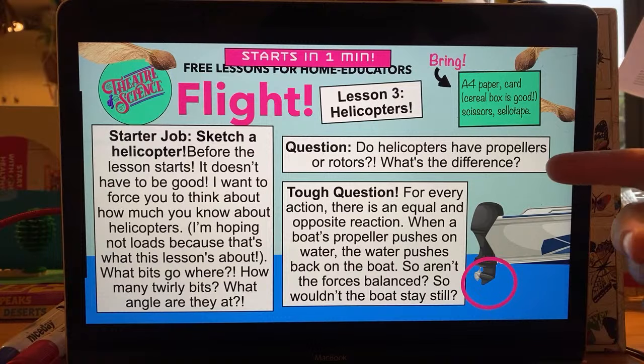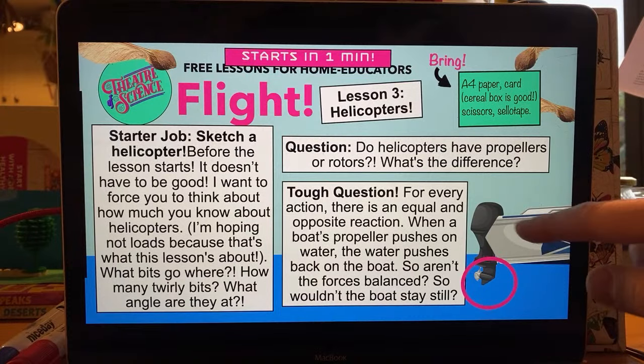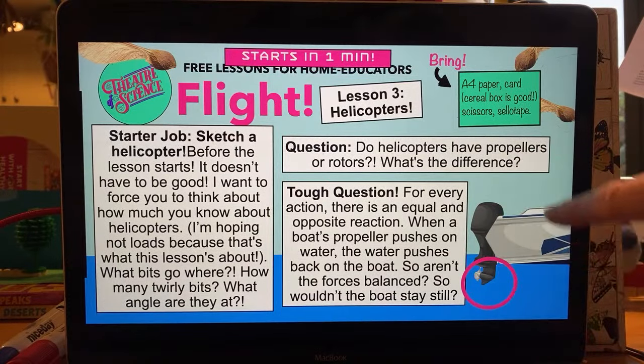The next question is simple. Do helicopters have propellers or rotors? What is the difference? Some of you knew this on Facebook yesterday, and some people like me did not have a clue. And then the really tough question, this is a past GCSE physics question that really got everyone's goat. Everyone got really cross about it.